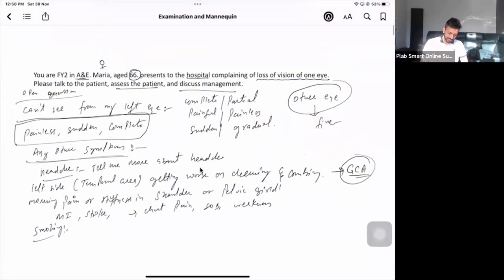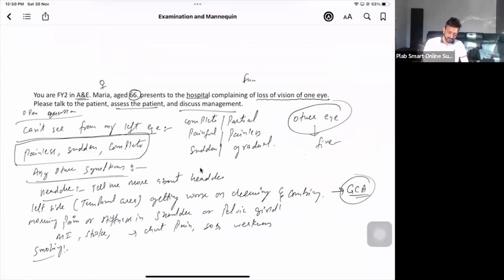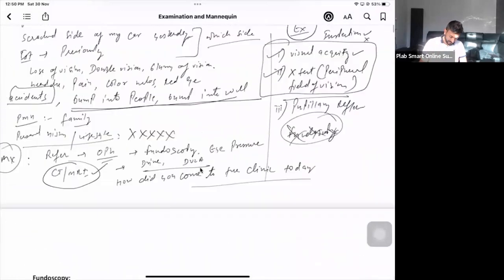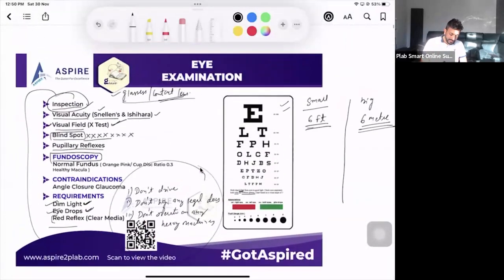When you enter the cubicle in this particular station, you see there is a fundoscopy mannequin as well. Now, what examination points will I be doing in this station? Inspection, even if you miss it, it doesn't matter at all. Visual acuity: the patient said, I can't see anything at all, and there's no Snellen chart. So if you want to do finger counting, you can, or even if you miss it, that's absolutely fine as well.